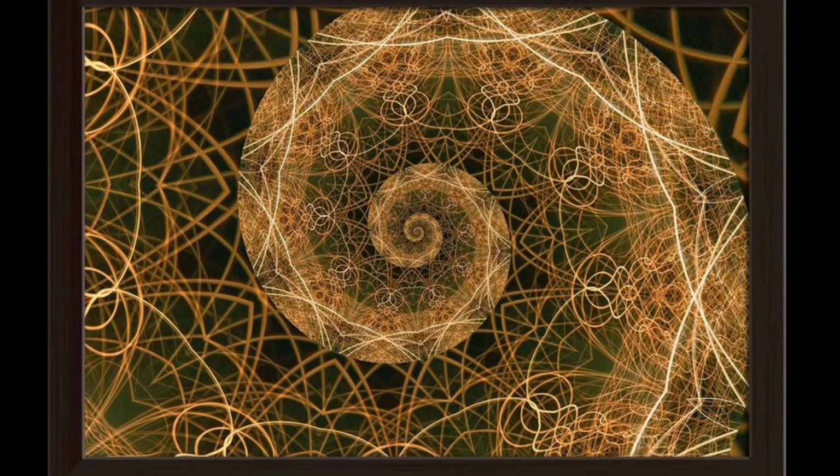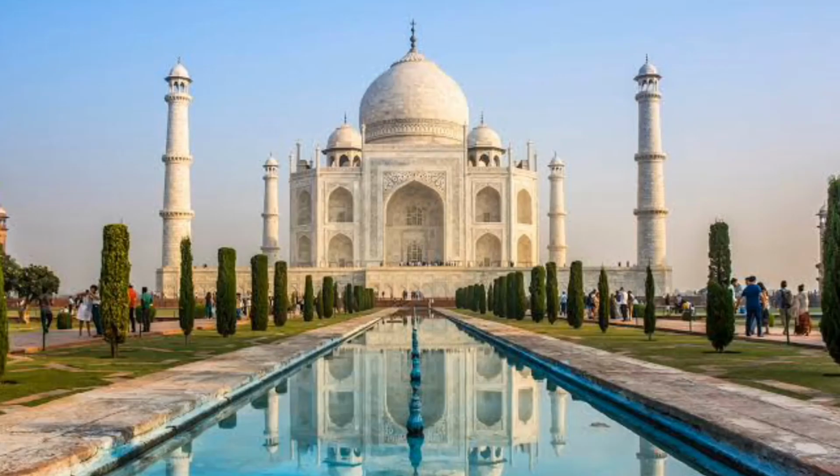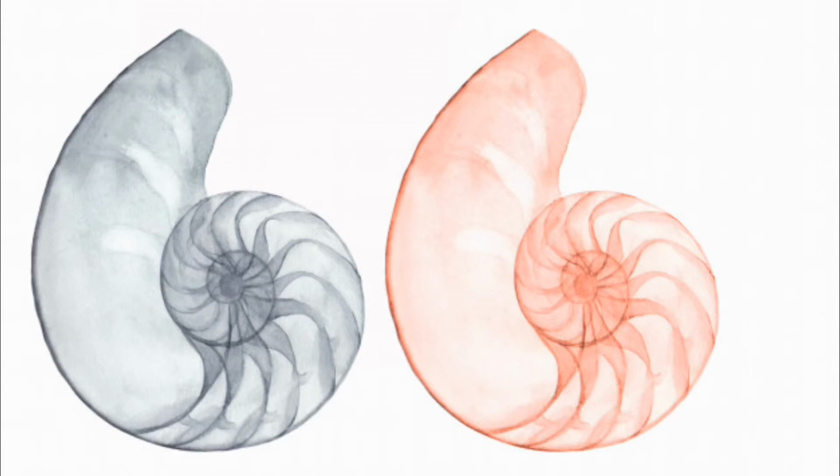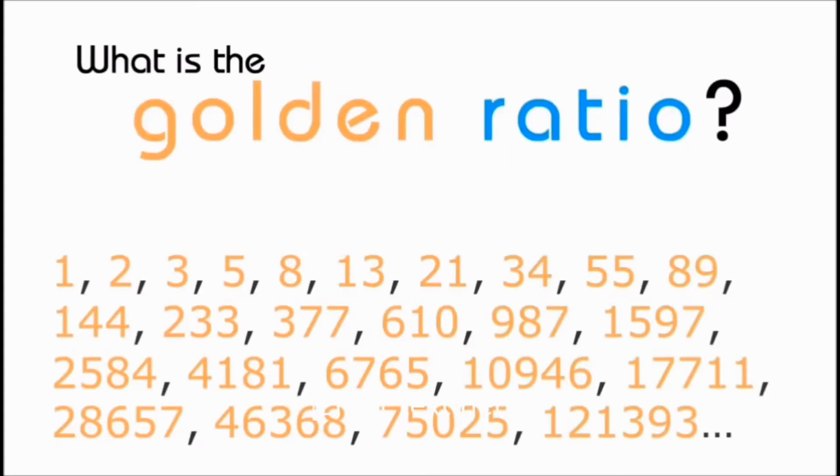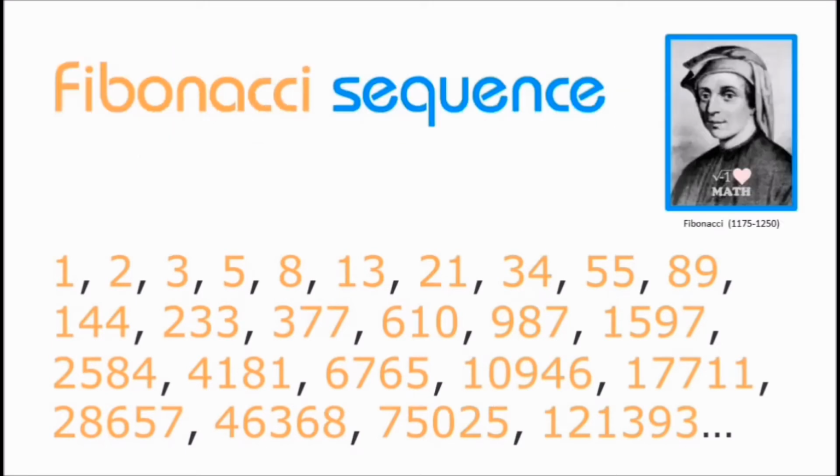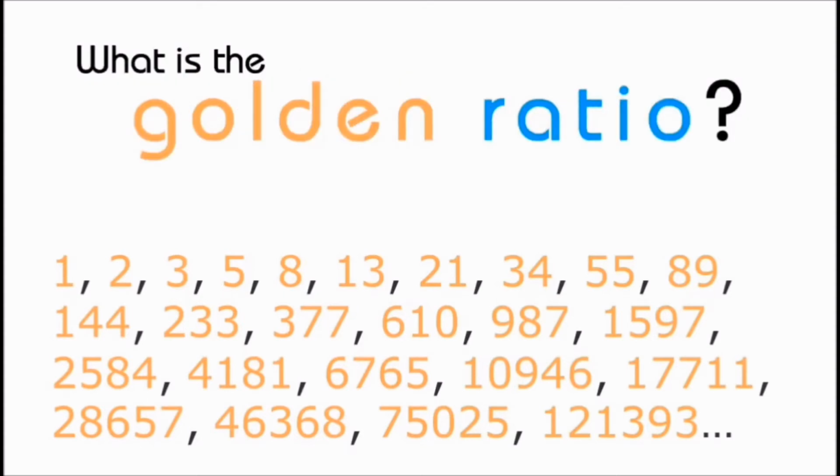Now I am going to explain in this video a math and design phenomenon called the golden ratio. It's also referred to as Phi. So, what is the golden ratio? Well, to help explain it, I am going to put out the sequence of numbers called the Fibonacci sequence, which is really just the golden ratio in sequence number form.